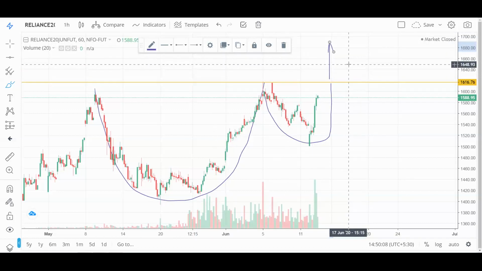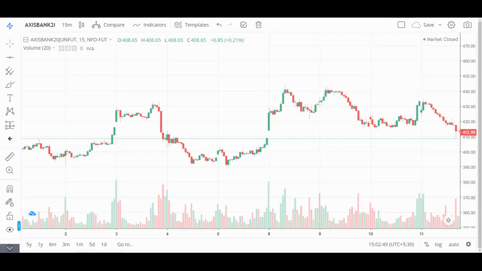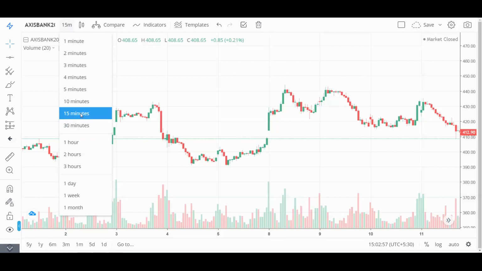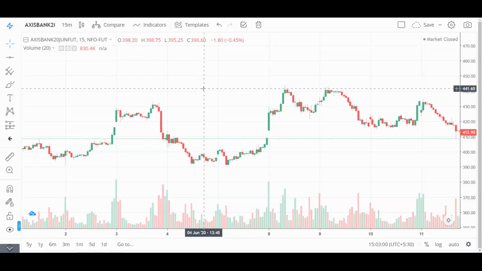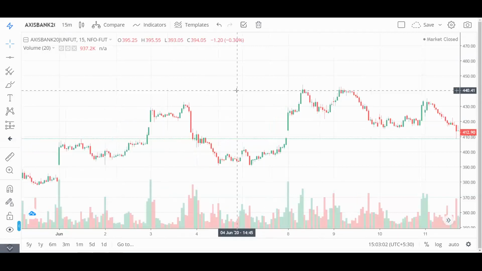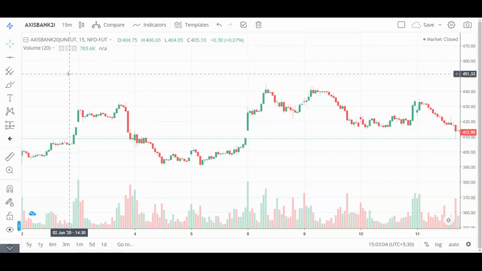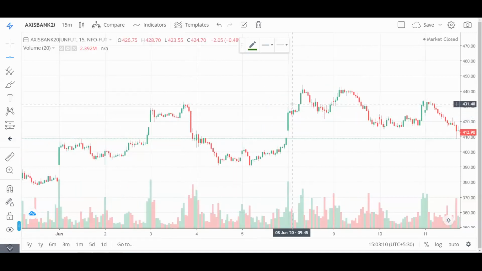So moving to the second stock. The second stock is Axis Bank. Axis Bank futures, the lot size for Axis Bank is 1200. You can take the time frame as 15 minutes for intraday and 1 hour for swing trading. So first we will draw support and resistance lines for Axis Bank.